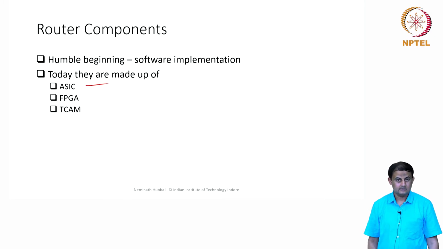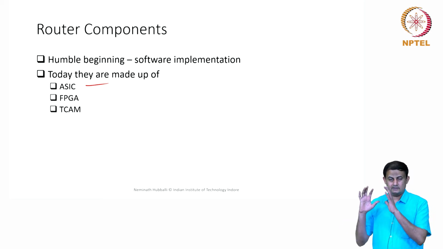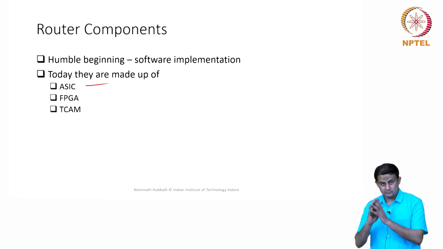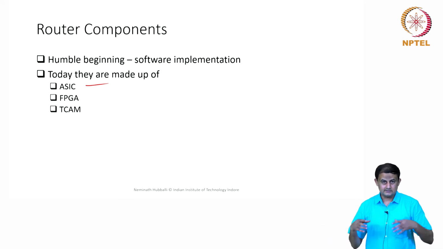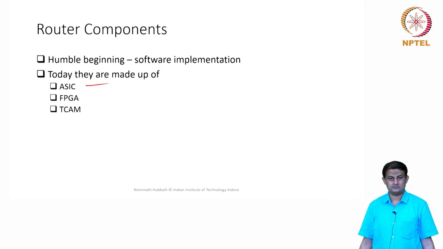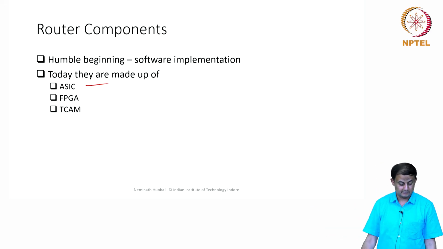ASIC stands for application specific integrated circuit, meaning that I design a circuit or the hardware specifically to do the lookup operation. So it does only that one, nothing else. And if you build such very customized hardware, then you can scale up the operations. Hardware is anyway faster compared to software. And on top of that, if you build very custom hardware, not the generic hardware like the one we have in our typical computers, but hardware only meant for doing routing and forwarding decisions, then you will scale up the operation.